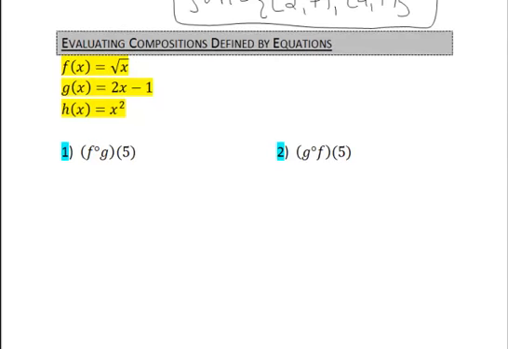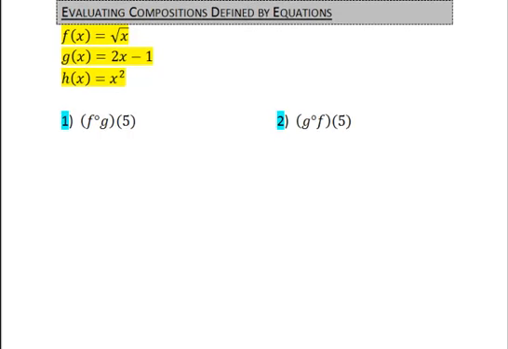So what if we wanted to evaluate compositions? On this one we have the same three functions. We want to evaluate them at specific numbers. So we're trying to find f of g of 5. Well, the first thing you want to do is find g of 5. That means substitute in 5 wherever there's an x in g.